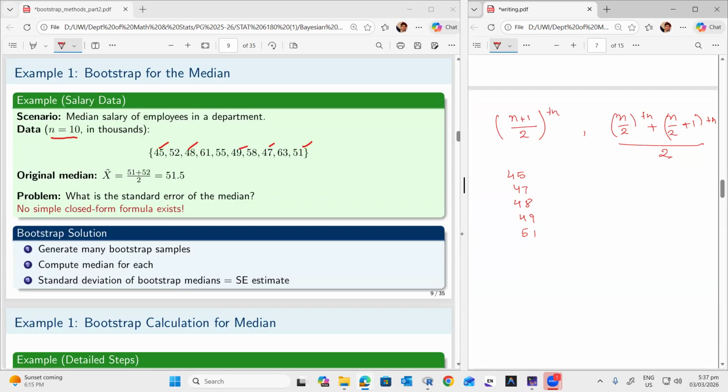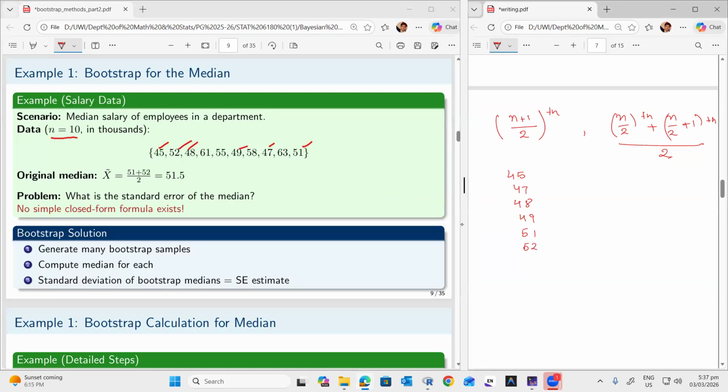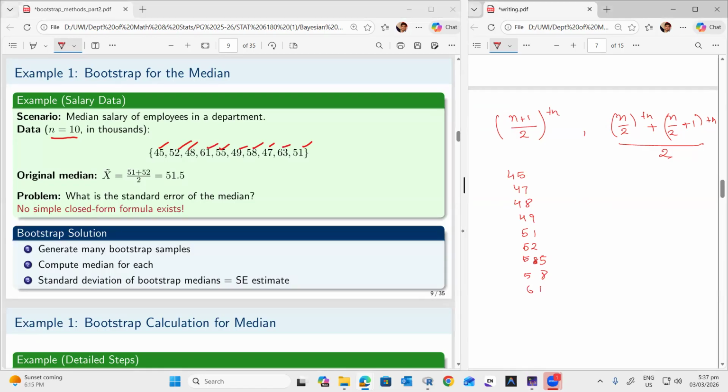Okay, after that 52, then 55, sorry, 55, then 58. So how many are there remaining? 61 and 63. 61 and 63.